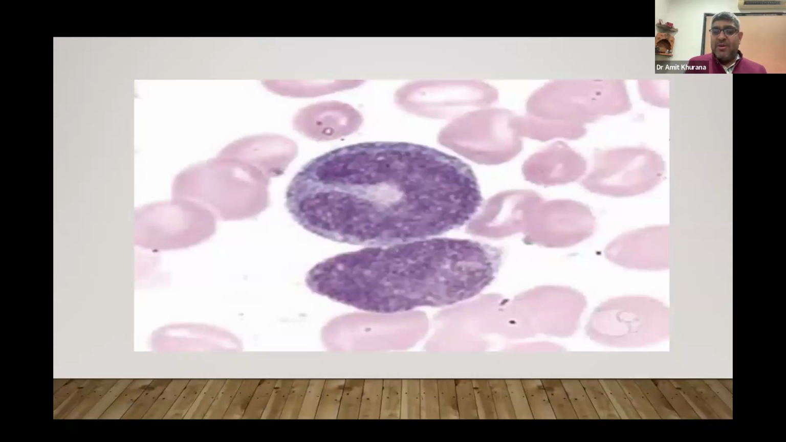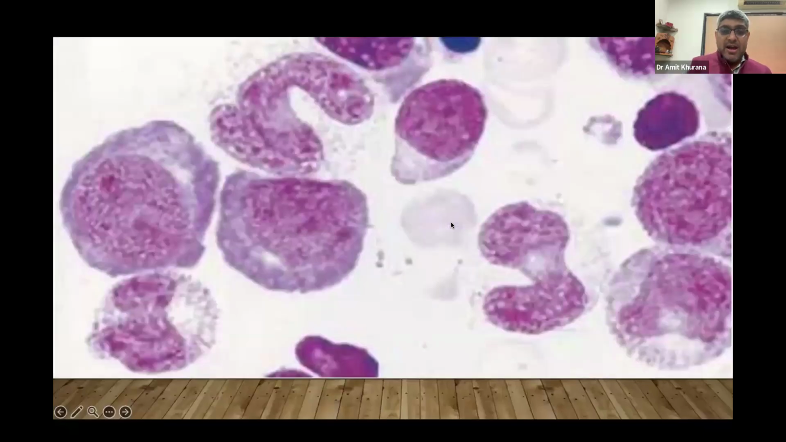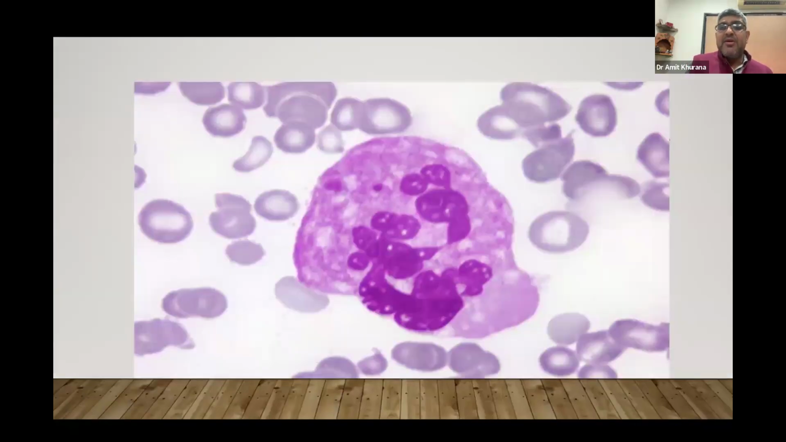What else do you get in megaloblastic anemia? You get giant metamyelocytes. This is a hallmark: giant band forms and giant metamyelocytes. Again, you can see here the giant myelocytes, giant metamyelocytes, and giant band forms. That is the feature of megaloblastic anemia. If you're not able to see megaloblasts, but you see giant metamyelocytes and giant band forms, you're done with it. Your patient has B12 deficiency.